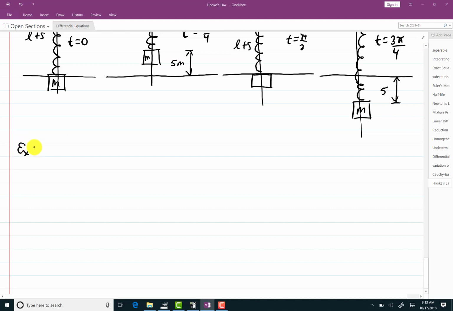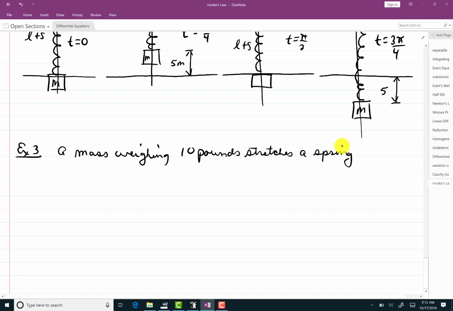Let's do another example. Example 3. A mass weighing 10 pounds stretches a spring 1/4 of a foot. So this first sentence will allow us to figure out what the K is.